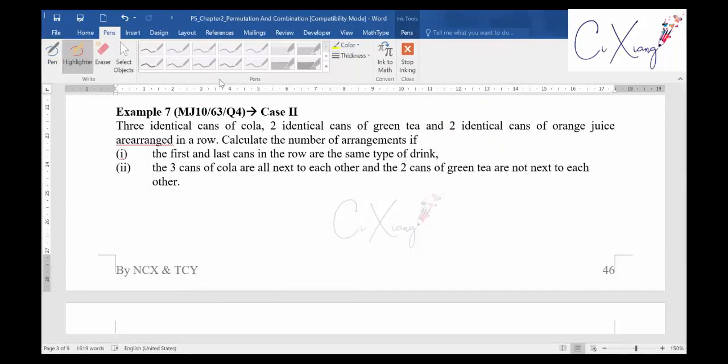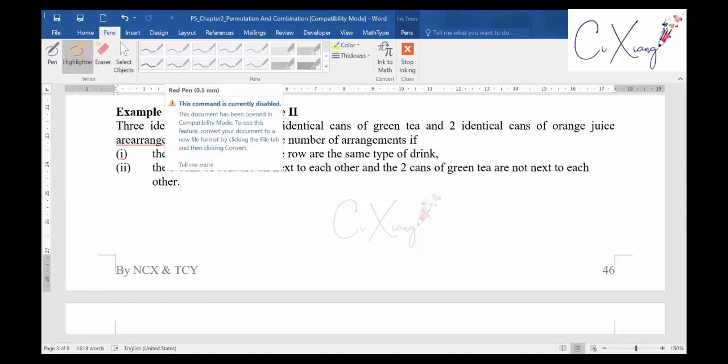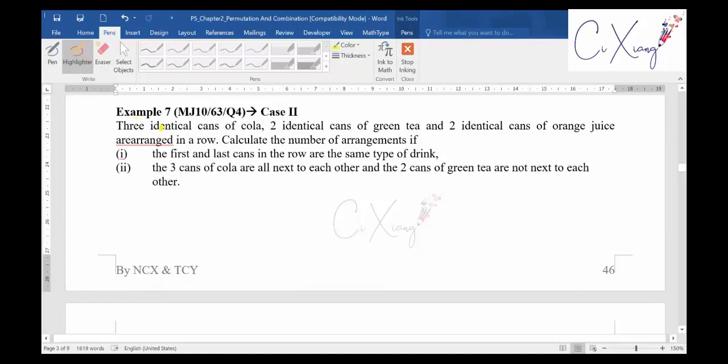Okay, so example 7. So they started to bring all the things now. So please be aware of that. Okay, so there are 3 identical cans of cola. So cola, 3 identical cans. Then 2 identical cans of green tea. Then 2 identical cans of orange juice. Okay, and they want to arrange in a row. So arrange means that it involves permutation.